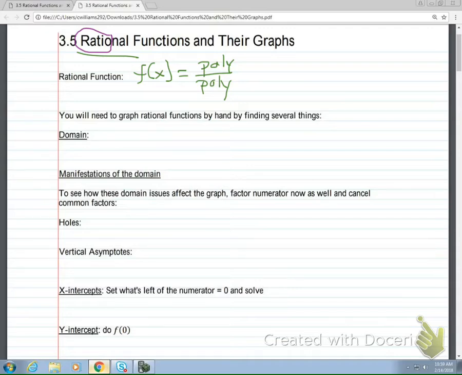All right. So the minute I introduce this new structure, where I've got a denominator again, I hope you guys didn't forget that's going to mean that there's some domain considerations we're going to have to make, right?